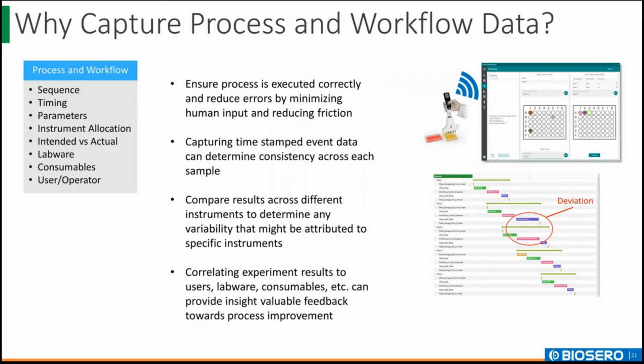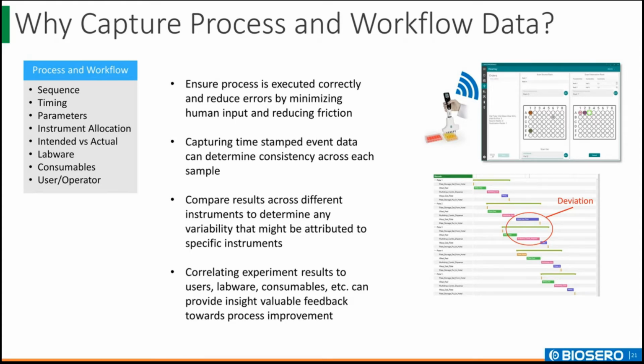So what is process and workflow data, and why capture it? This is stuff like the sequence of events, the timing, what are the individual parameters of every step, instrument allocation, what instrument was it done on, what was the intended instructions versus what actually happened, and can contain everything from the labware used, different types of consumables, or even the user, who's the operator of the system.